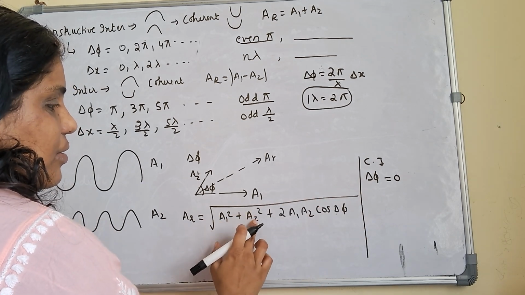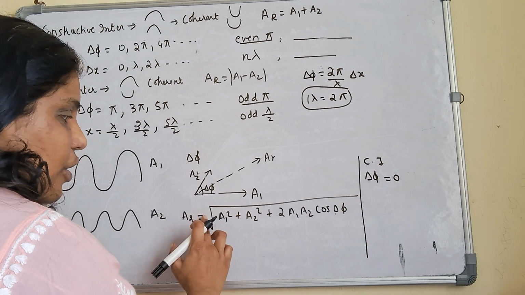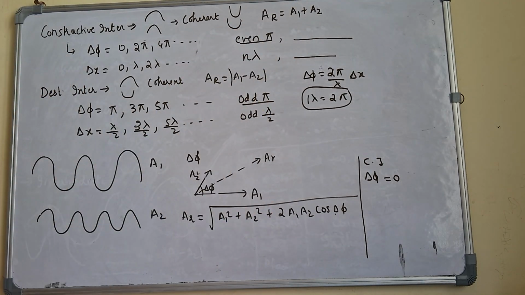So it is this square plus 2 a1 a2. Isn't it a1 plus a2 whole square? Root and whole square gets cancelled. Exactly, you are getting this.